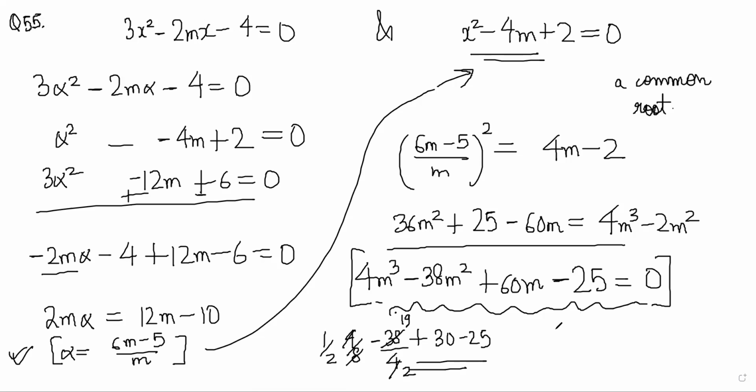1 by 3, let's try. 4 by 27 minus 38 by 9 plus 20 minus 25. So you get minus 5 here and minus 5 and minus 38. It will not work again. This is also not working. So I feel like there is a typing mistake in the question and 4m should have an x. Otherwise it would be quite weird. It is becoming quite weird. I feel like there is a mistake. It might have been an x here.